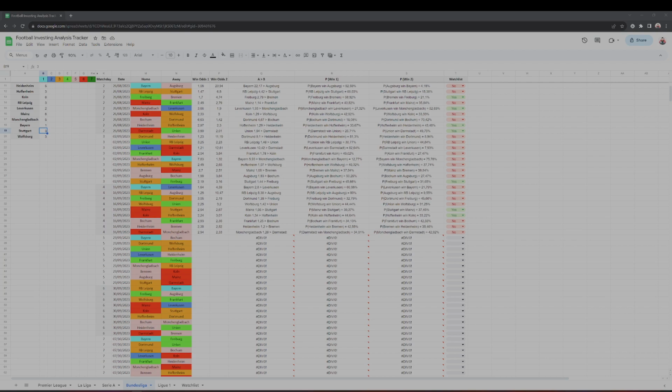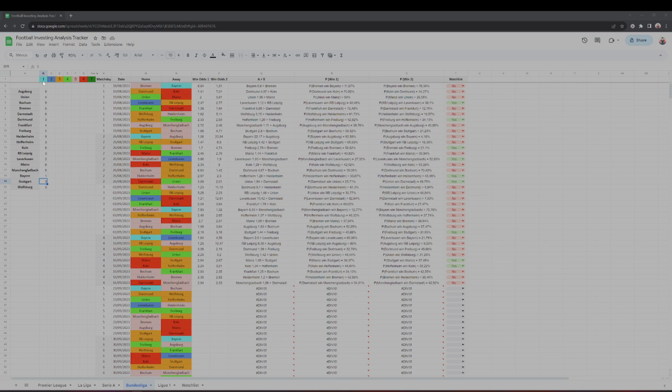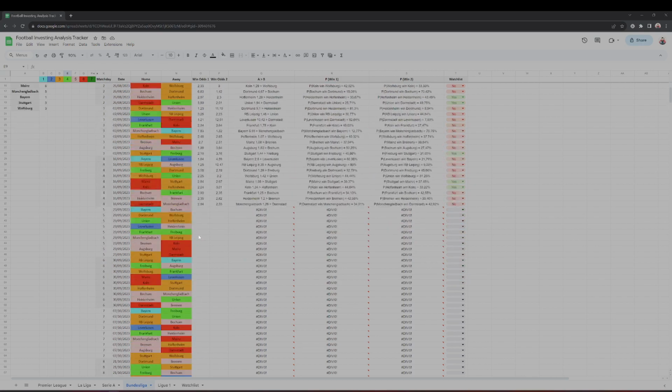I have just adjusted the categories for the teams. I have no category 7. I was able to close everything between categories 1 and 6, and I have only one team in category 1, and you can see that it is, of course, Bayern. Okay, so these are the games in the upcoming weekend.